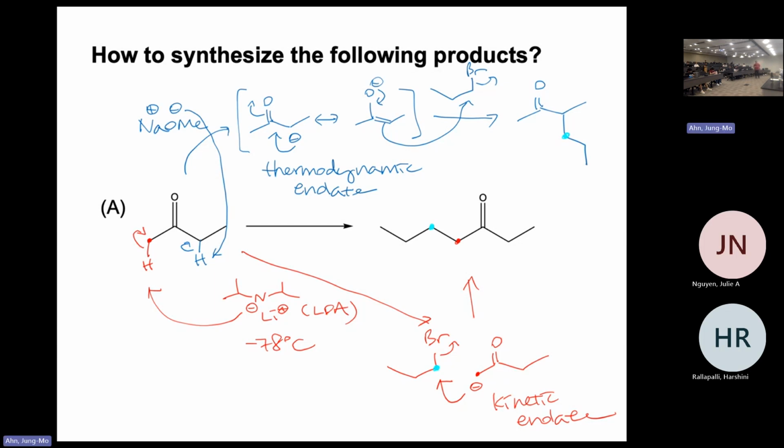There's another way to do this, which is actually going through the enamine. If you make an enamine, then alkylation is going to be done on the less substituted side. So if it goes at room temperature, you get the less substituted alkylation. This is something that I want you to be familiar with for preparing for the quiz and test.